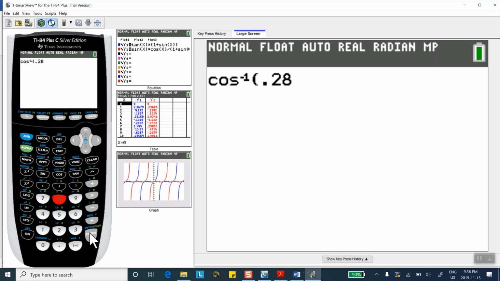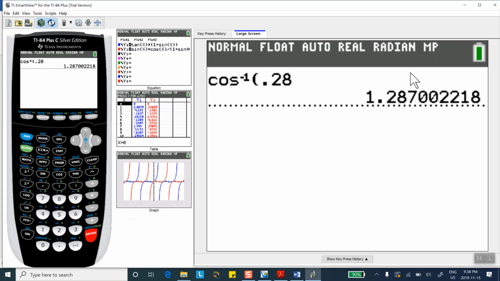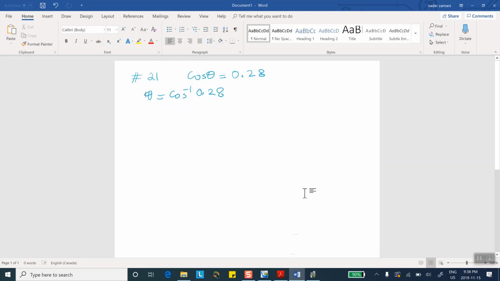I guarantee you it's going to be an angle which is less than pi, which is 3.14. So it's going to be 1.287. Okay, so here's 1.287. So one answer we get right away is 1.287. I don't have to write radian here, but it is. When you don't write anything, it's treated as radian.